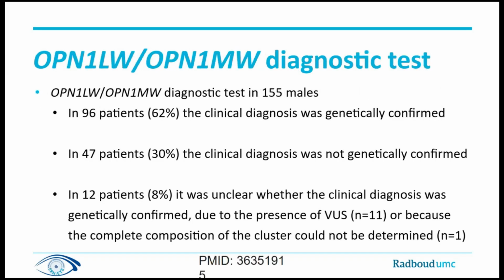To conclude on the specific test for the opsin gene cluster: between January 2015 and June 2023, our laboratory conducted the opsin-specific diagnostic test in a total of 155 male patients. Of these, 96 had their clinical diagnosis genetically confirmed. On the other hand, for 47 patients, the clinical diagnosis was not genetically confirmed. In 12 cases, it was unclear whether the clinical diagnosis had been confirmed genetically. This uncertainty was due either to the presence of variants of uncertain significance, or VUS for short, in 11 patients, or because we were unable to determine the complete composition of the opsin gene cluster, which was the case in one patient. Next slide, please.